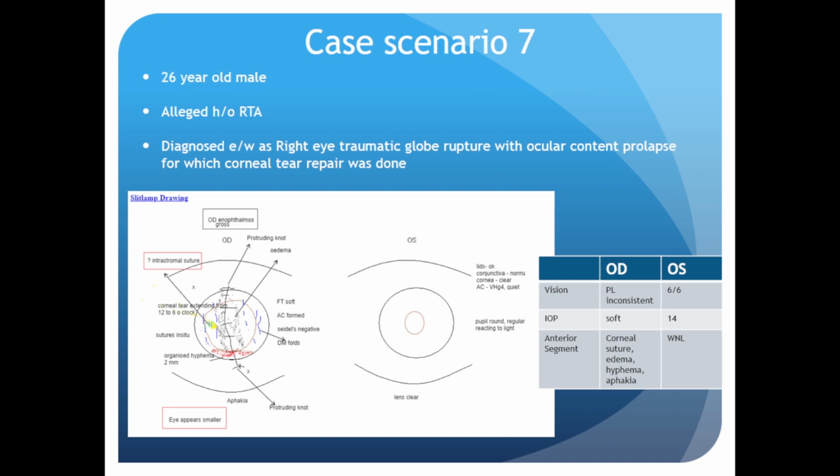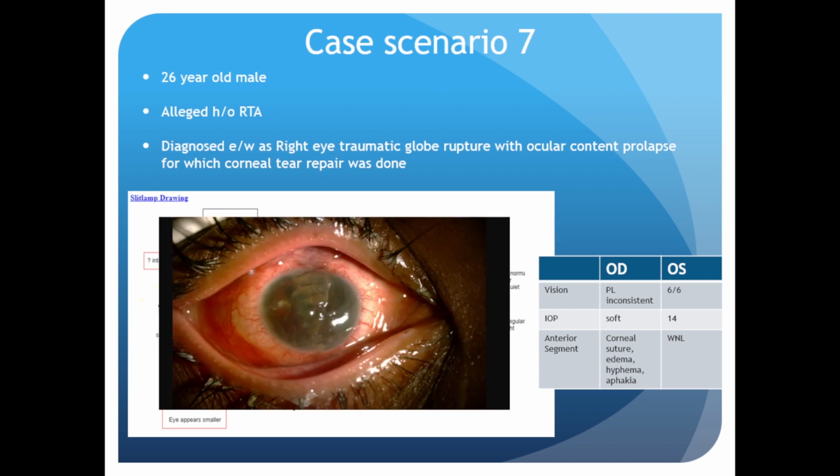So, moving to our last case, a 26-year-old male patient with a history of RTA, diagnosed elsewhere as a right eye traumatic globe rupture with ocular content prolapse, for which corneal tear repair was done. So these were the slit-lamp findings of the patient. There was a vertical tear extending from the cornea to the limbus, and it was sutured elsewhere. The patient came to us with a vision of PL inconsistent. The globe was soft, with corneal sutures, edema, hyphema, and aphakia.